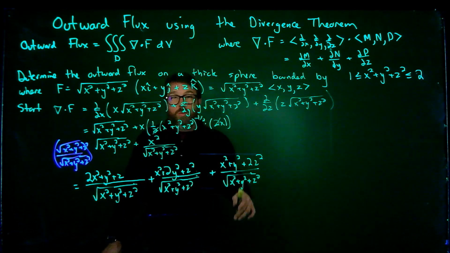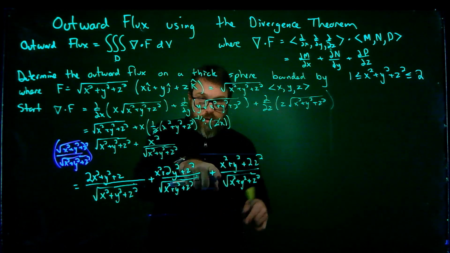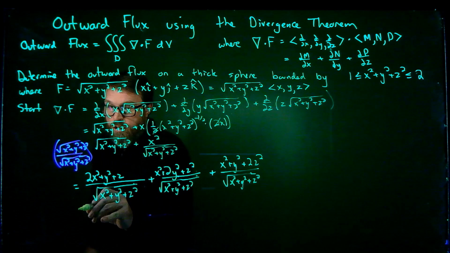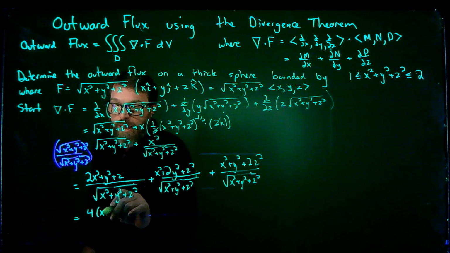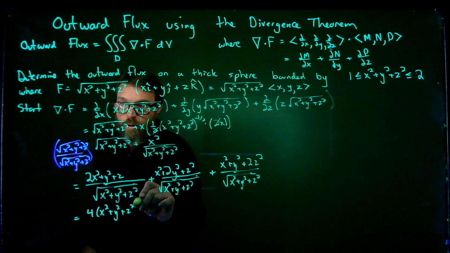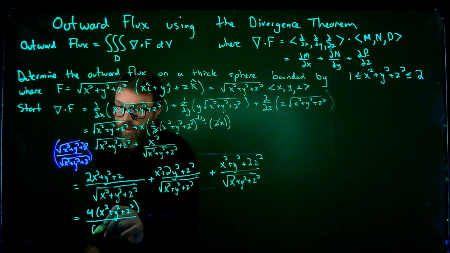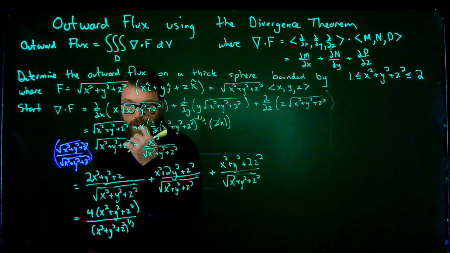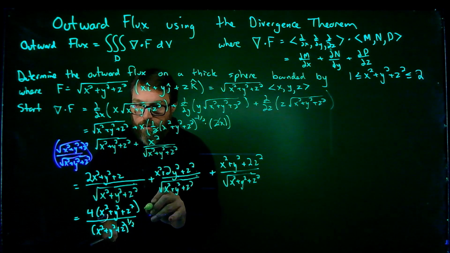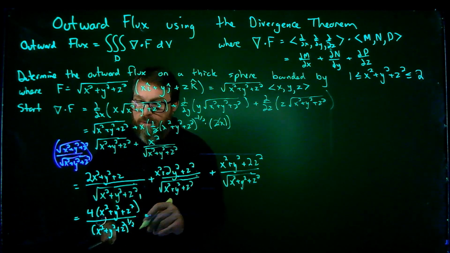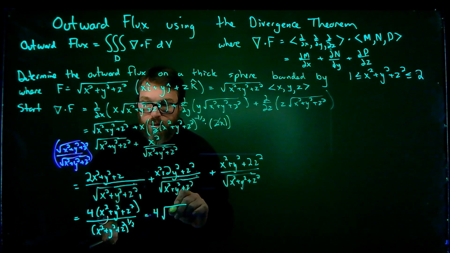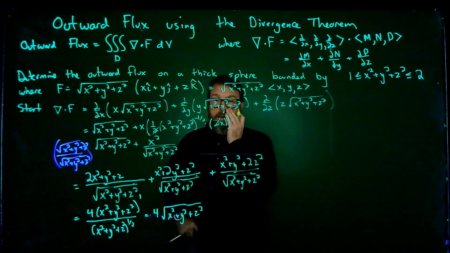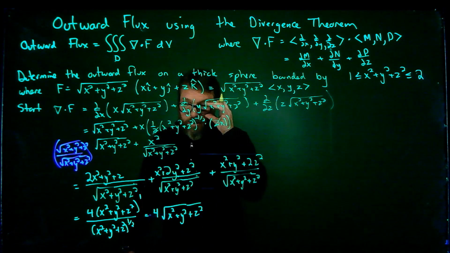Now, adding these things together, 2x squared plus x squared is going to be 4x squared. I'm also going to have a 4y squared and a 4z squared. So I could factor out that 4, and I'll have x squared plus y squared plus z squared all over x squared plus y squared plus z squared to the 1/2 power. When you divide those, you subtract the powers, 1 minus 1/2 gives us 1/2, which gives us 4 times the square root of x squared plus y squared plus z squared. For something that looks so complicated, it actually spit out something relatively nice.